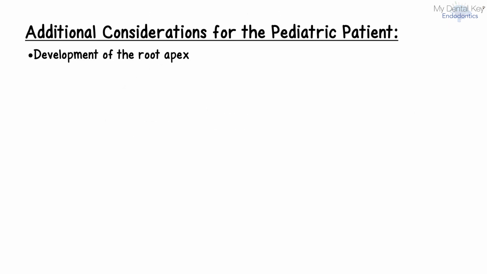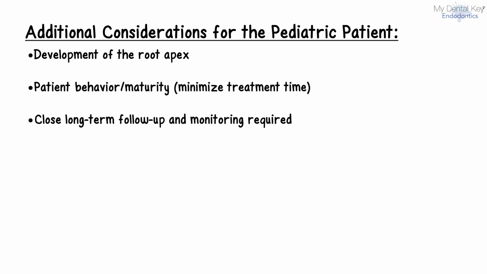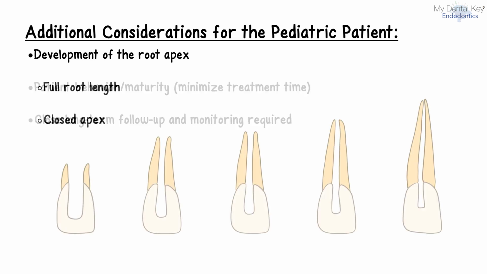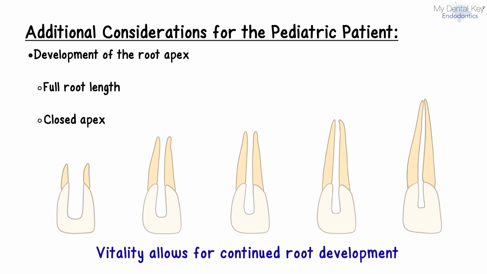There are special considerations for treatment in the pediatric age group, including root development, patient behavior, and ability to follow up post-procedure. In pediatric patients where the apex may not be fully developed, maintaining the vitality of the radicular pulp by performing a pulpotomy or partial pulpotomy serves as an important goal of treatment. As long as there is a healthy blood supply to the radicular pulp, root development may continue.